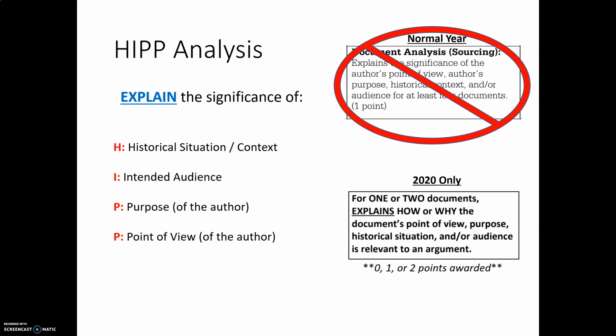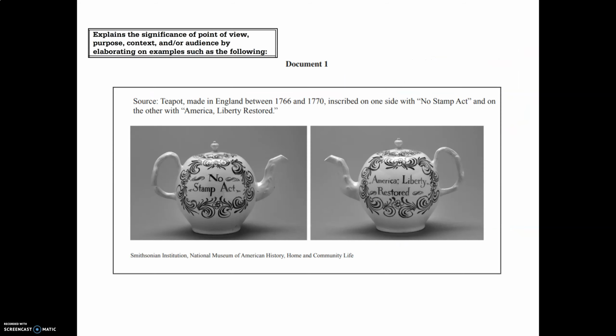So again, instead of doing 4 out of 7, you're now doing 1 out of 5 or 2 out of 5, hopefully 2 out of 5, because this really, I think, is one of the easier parts of the actual DBQ. Remember, you don't have to do all of this for 1 or 2 documents. You do 1 of these for 1 or 2 documents, right? So you have a lot of things to choose from with these documents.